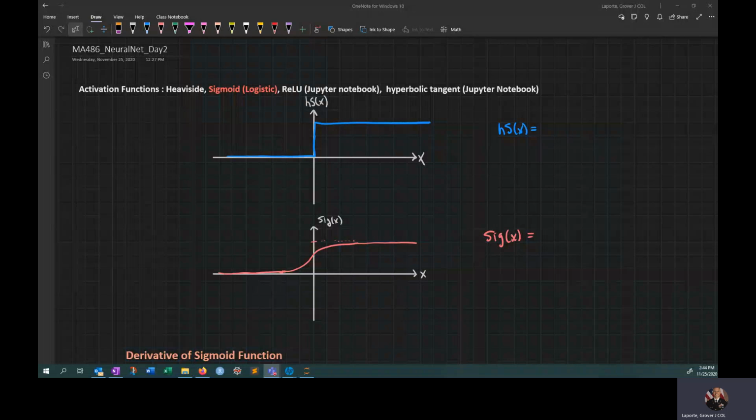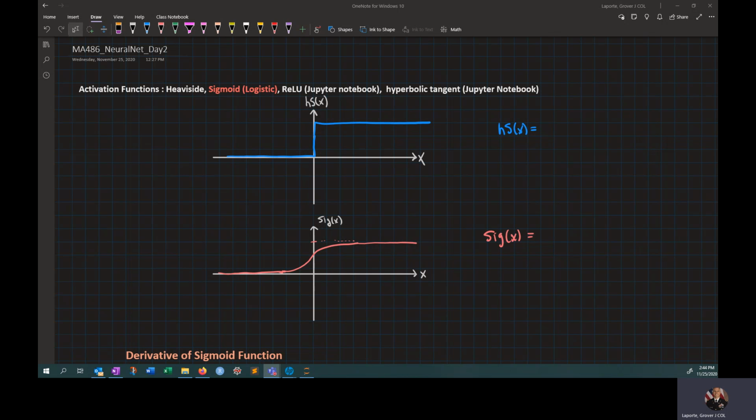All right, so day 2 of neural network work for this class is all about activation functions and forward propagation. So we'll talk about both of those this lesson. The first thing I'm going to talk about though is activation functions.